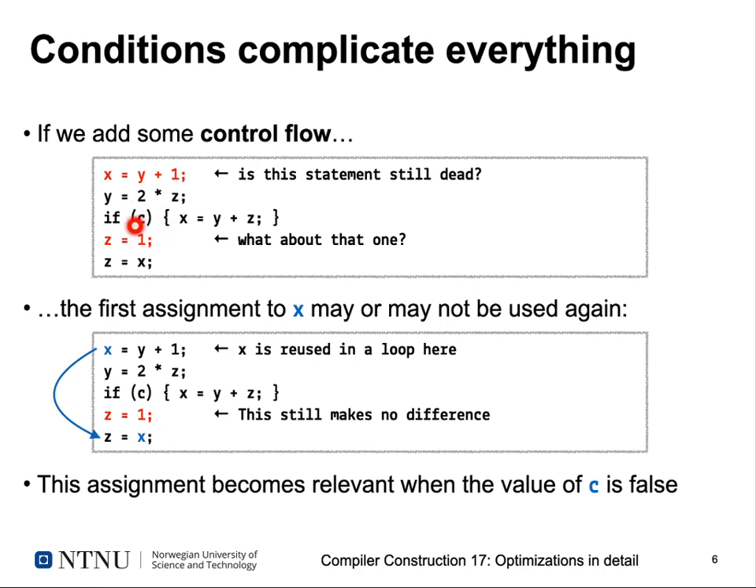So if this condition C is false, it means, on the other hand, that this value of x here would actually be the one used in our last line of code here, which assigns the value of x to variable z. So this means that the first assignment to x is used in some cases, so in all cases where C is false, whereas in all cases where C is true, then the value of x that would be used on the last line here is the value inside of the then clause of our if statement. So the assignment becomes relevant when the value of C is false.